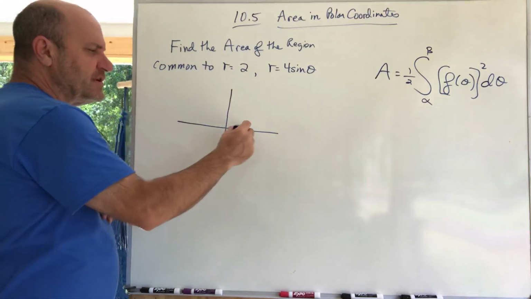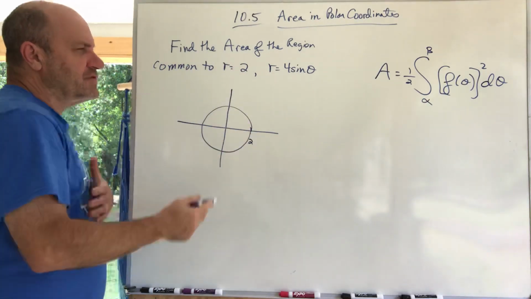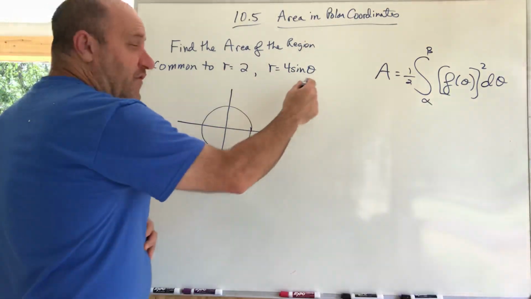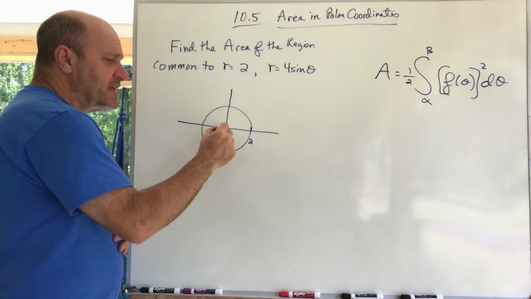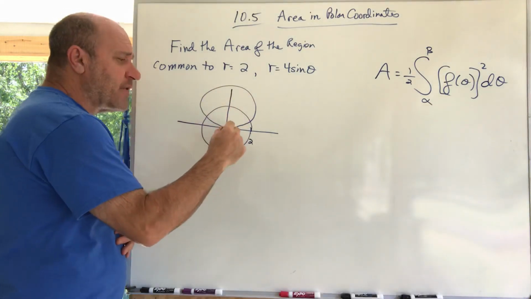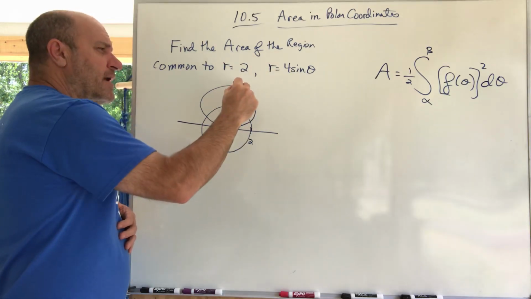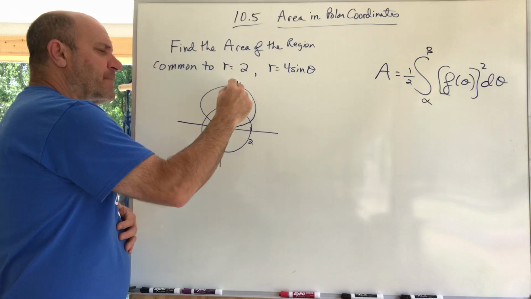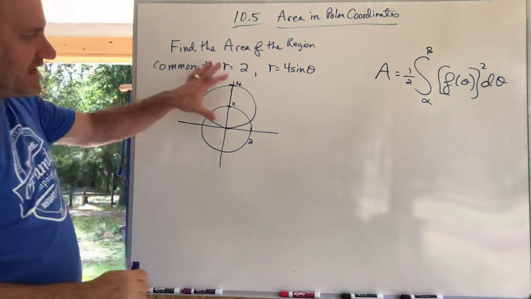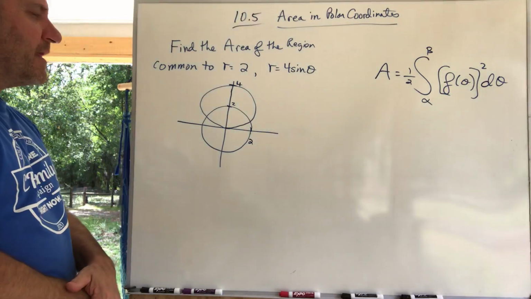r equals 2 is a circle centered at the origin, radius 2. r equals 4 sine theta is a circle sitting right here on the x-axis, and it's got a radius of 2. It has a diameter of 4, and it goes out here to 4, but it's centered at 2. So they're the same size circle. That's not the best picture, but they're the same size circles sitting there.